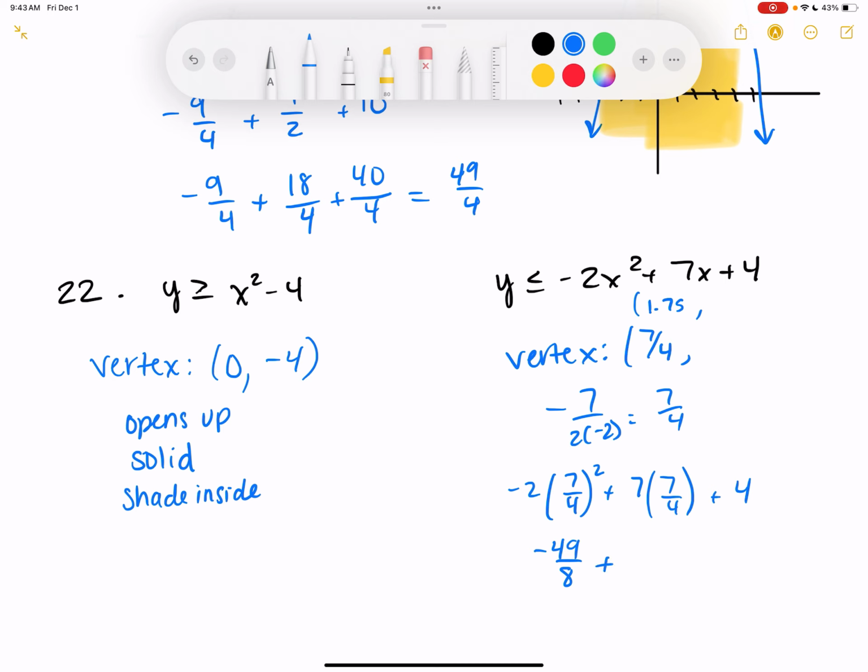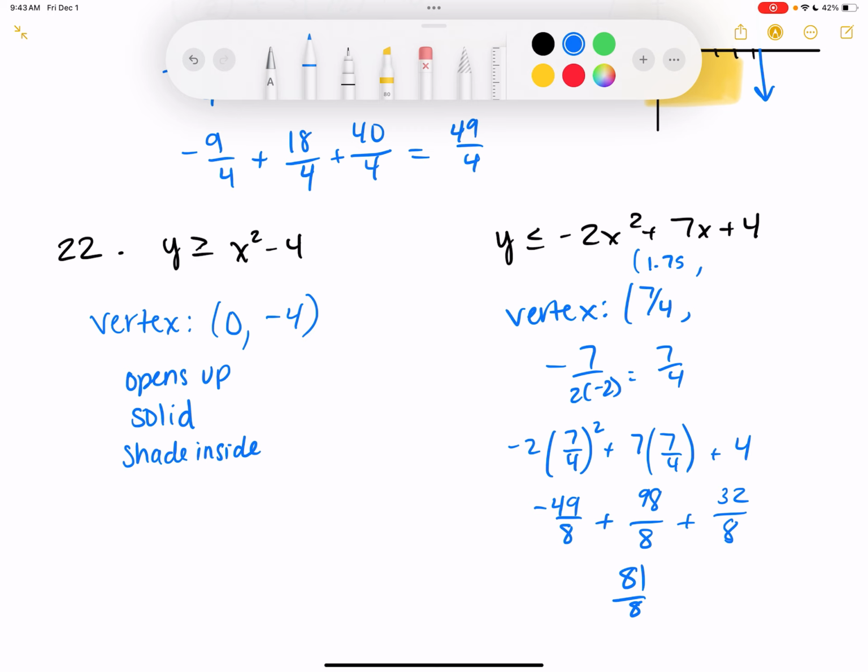Plus this would be 49 over 4. I need to make it over 8, so I'm trying to save some writing. 98 over 8 plus 32 over 8. And that's going to end up giving me 81 over 8. And I know that's going to be a little bit bigger than 10, just for the purpose of graphing.